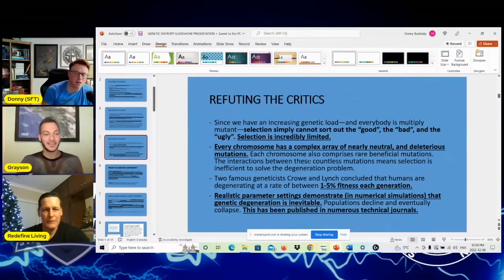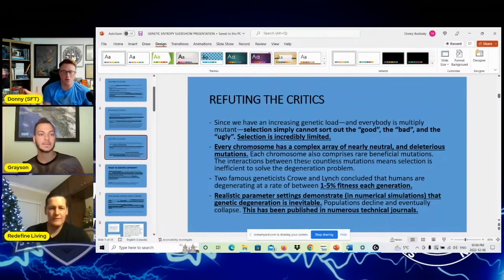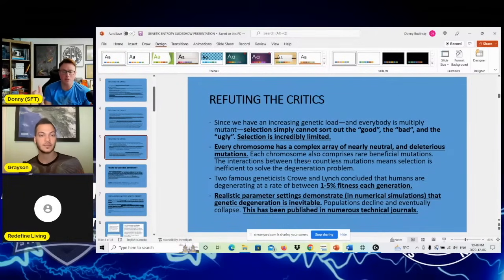No, that's wrong. That's wrong. Okay, so you made a few points here that are wrong. Firstly, I want to point out that population geneticists that are not even creationists agree, for example, Lynch and Crow, that humans are degenerating at a rate of between 1 to 5% of fitness per generation. So yes, each generation we are getting more and more degenerate, more and more sick, more and more unhealthy. These numerical simulations have demonstrated that.